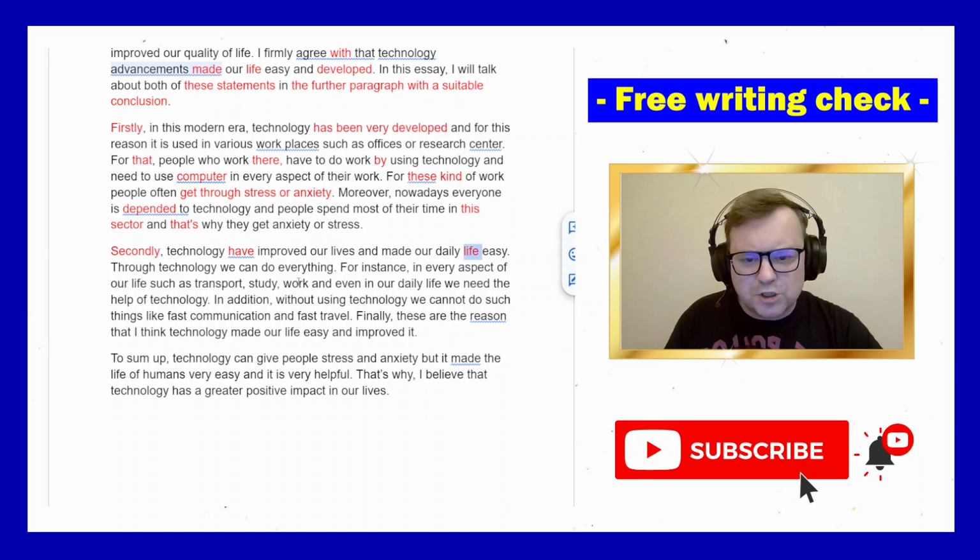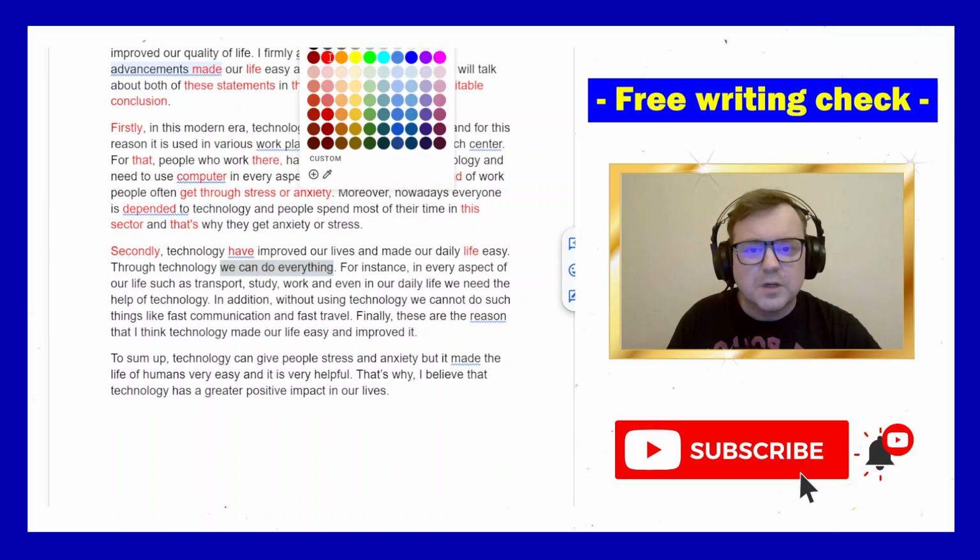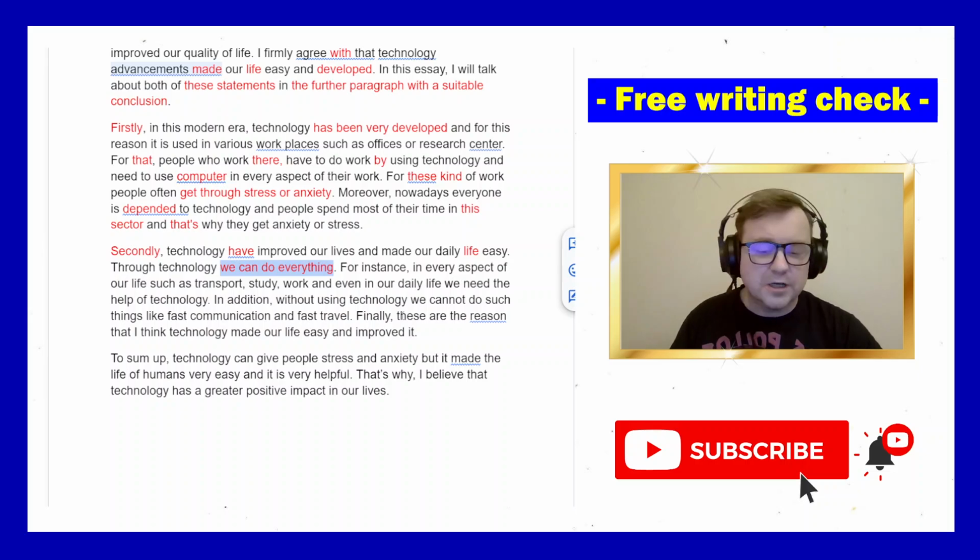"Through technology, we can do everything." Maximalist language. We can do everything? We can't. It's not true. We can't fly. We can't go to the sun. We can't go back in time. Academic writing.